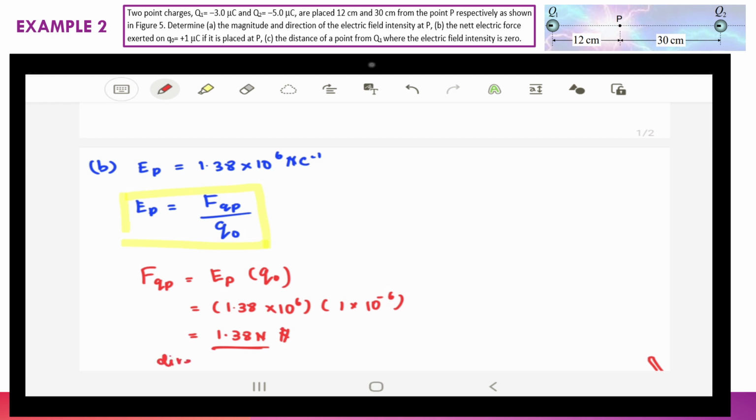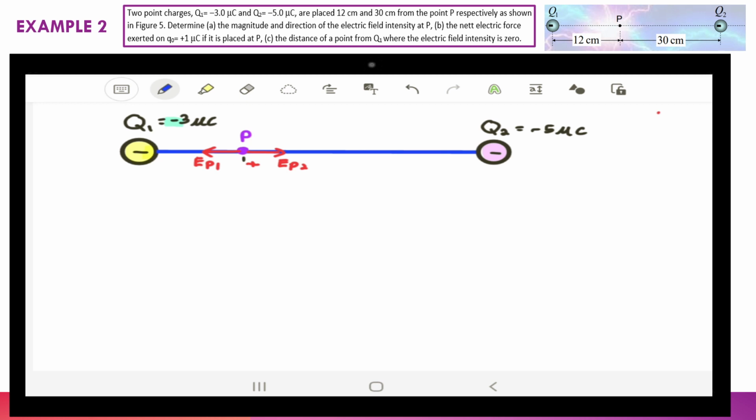But how about the direction? The direction is to the left, or towards Q1. Alright, so question C, we want to determine the distance of a point from Q1.